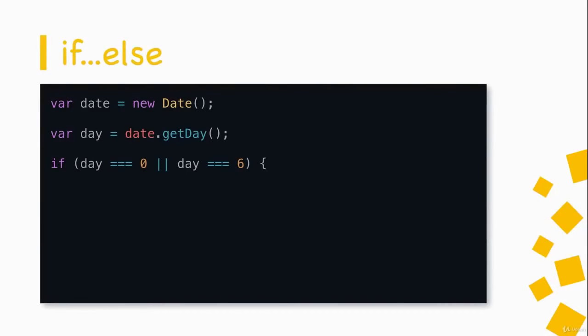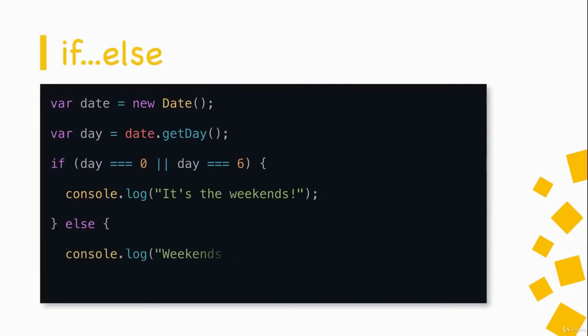So in this case, if day is 0 or if it's Sunday, or if day is 6, which is Saturday, then we'll run some code, which is we'll log to the console, it's the weekends. So console.log, it's the weekends. Else, meaning if the day is not 0 and the day is not 6, then we'll log to the console, weekends are in 6 minus day, days. So 6 minus day will tell us how many days are left until the weekends. And the value of that will be concatenated within the two strings in order to make weekends are in X number of days. And now we end the conditional.